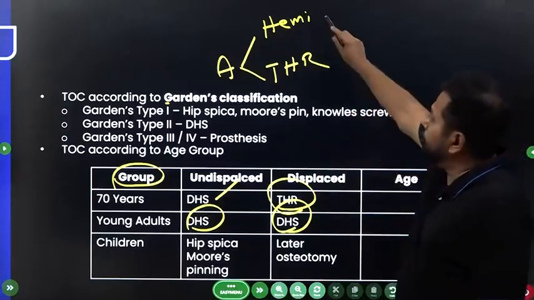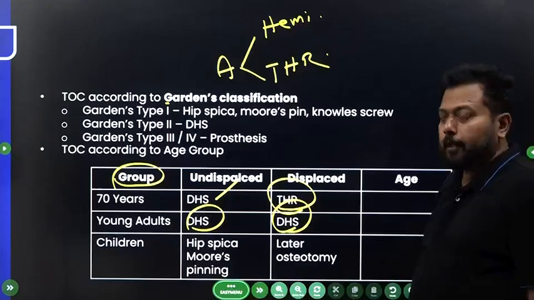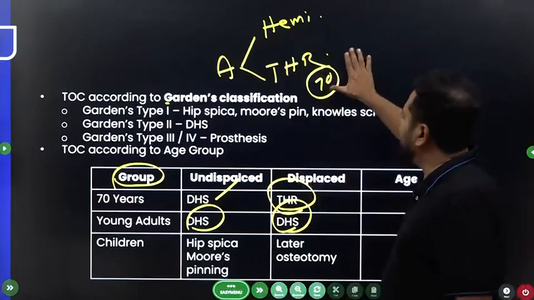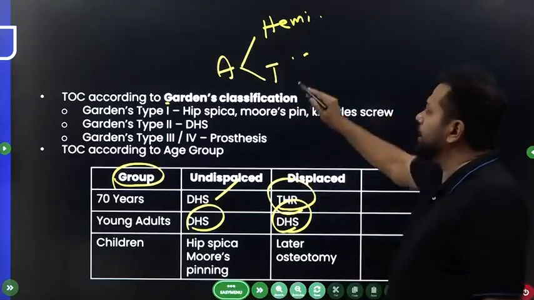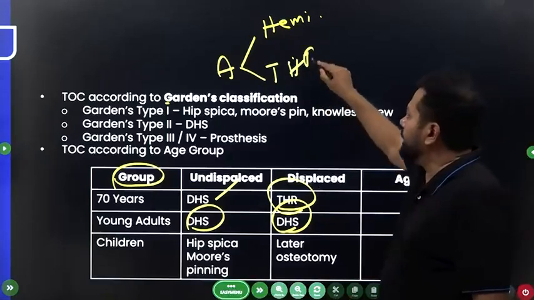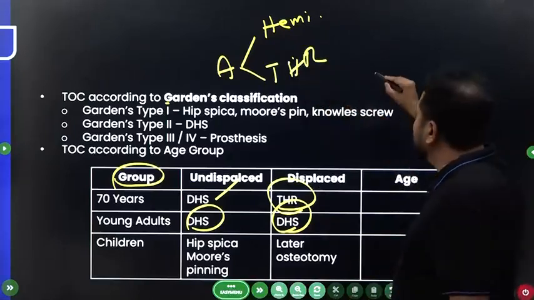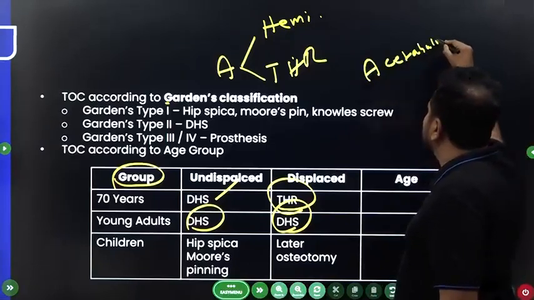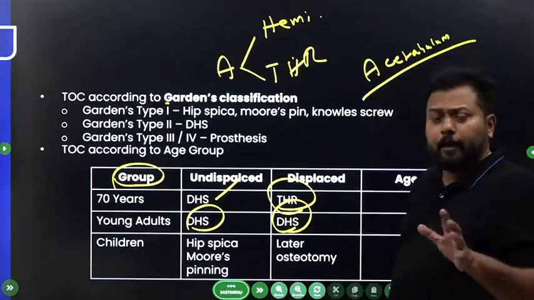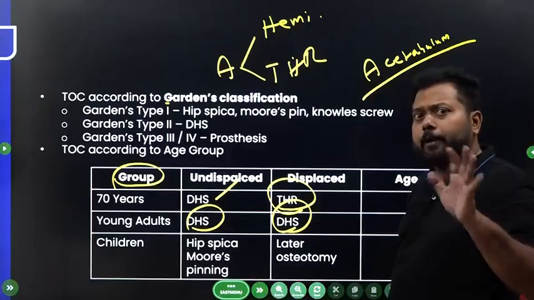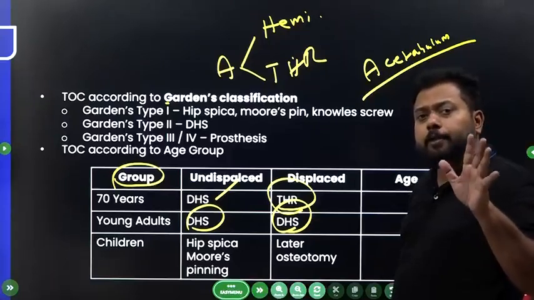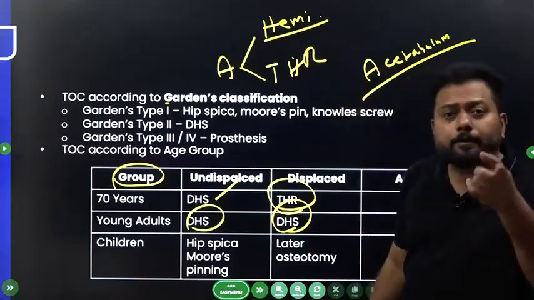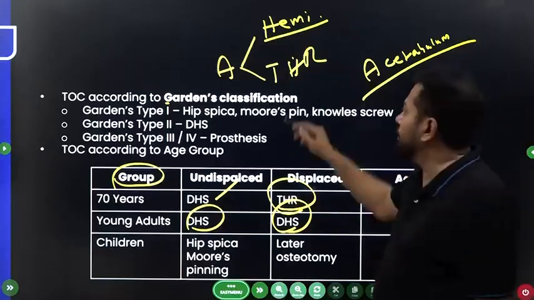Now I will tell you where to do hemiarthroplasty and where to do THR. If the patient is very old, 70 years, you can directly do a THR. But in borderline cases, around 60 years, you will doubt where to go for hemi and where for THR. It depends upon the status of the acetabulum. If the acetabulum is completely normal, with no damage and no degenerative changes, go for hemiarthroplasty. If the acetabulum is also damaged, no other option, you have to go for total hip replacement.